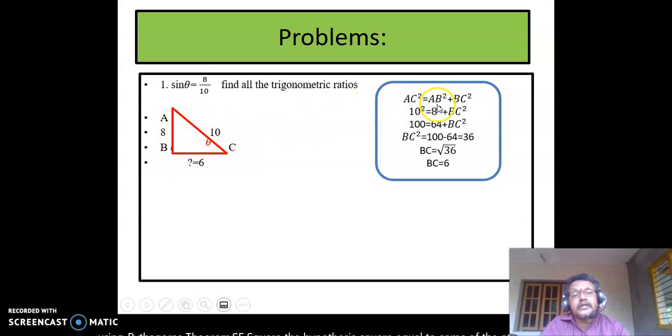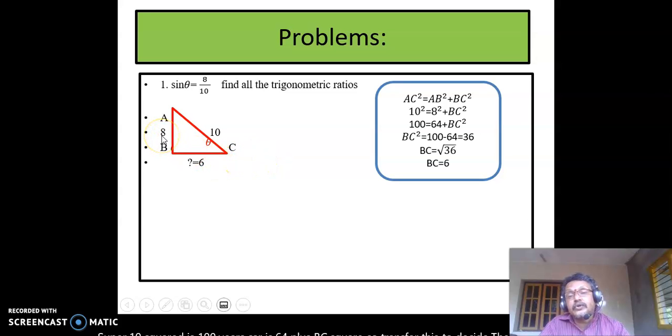This is the Pythagoras theorem. In a right angle triangle, the square of the hypotenuse is equal to the sum of the squares of the other two sides. So 10 squared equals 8 squared plus BC squared. 10 squared is 100, 8 squared is 64, plus BC squared. So transfer this to this side, then 100 minus 64 you will get 36. So BC squared equals 36, BC equals square root of 36. So BC equals 6.